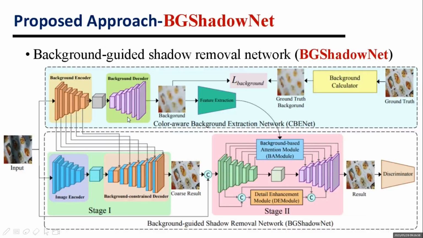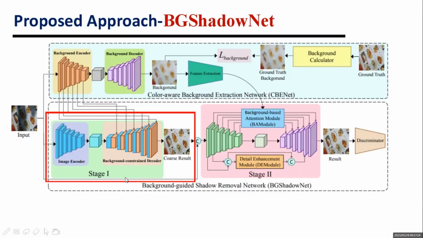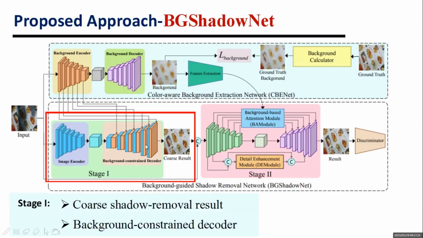Then, we propose a background-guided shadow remover network exploiting the background image as supplementary information. BG ShadowNet is our task network, which includes two stages. A discriminator is stacked at the end to distinguish whether the produced image is real or not. At stage 1, besides an image encoder, a background constraint decoder is introduced to produce a coarse shadow removal result, which combines the background features helping to promote the realistic coarse shadow removal result.